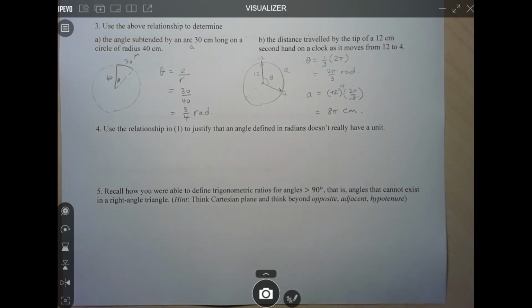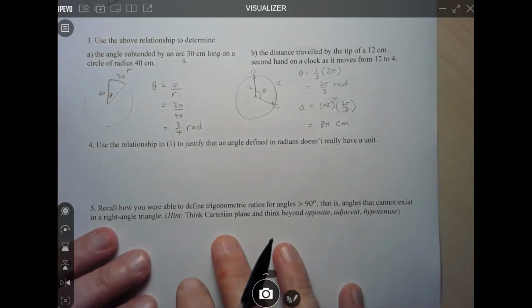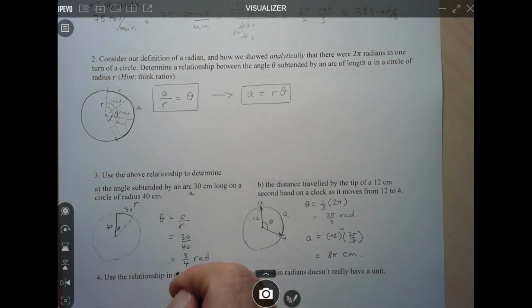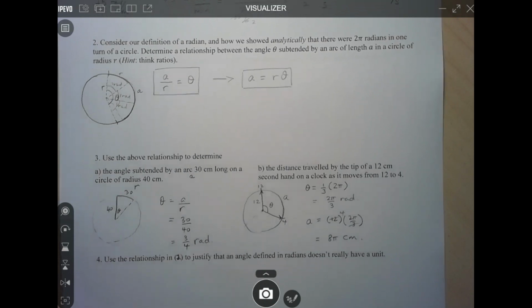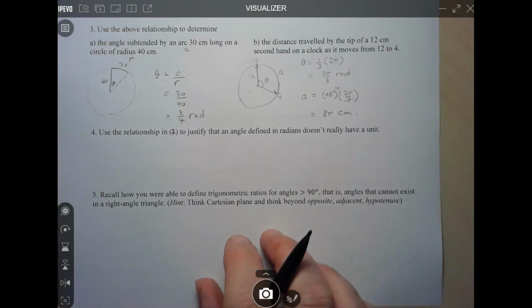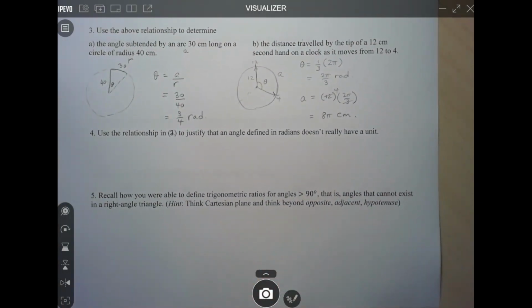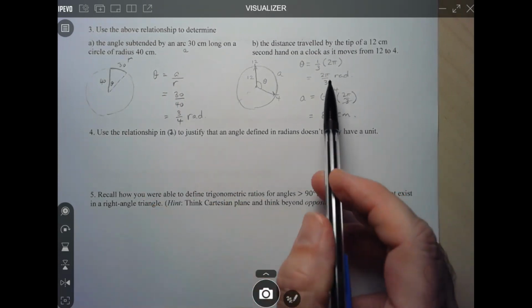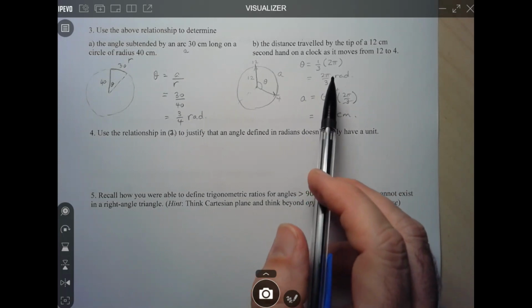So now before we move on, I want to take a look at number 4 here. It says use the relationship in 1. And actually, I guess really that should have been in 2. Now that I look at it, it should be relationship in 2, to justify that the angle defined in radians doesn't really have a unit. Now that's sort of interesting, as we say, well, it's radians. Here, this is 3/4 of a radian. This is 2 pi over 3 radians.